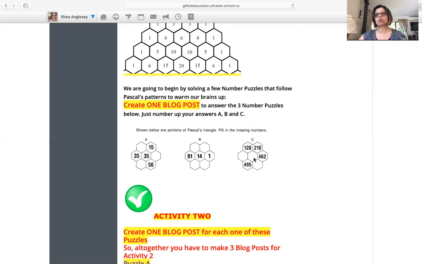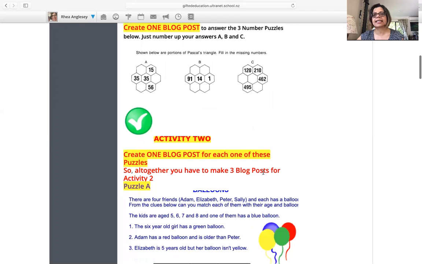Enjoy figuring out what number needs to come here, like 120 plus 210. Ooh, what's going to be down there? So enjoy. That's one blog post, right? One activity, 3 puzzles. Fantastic.